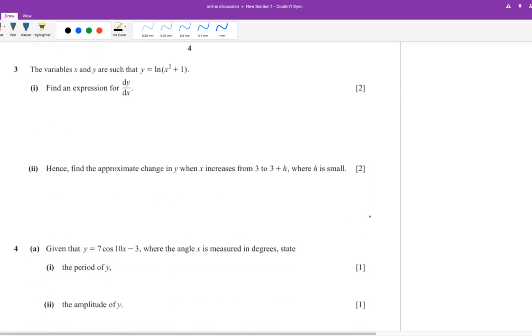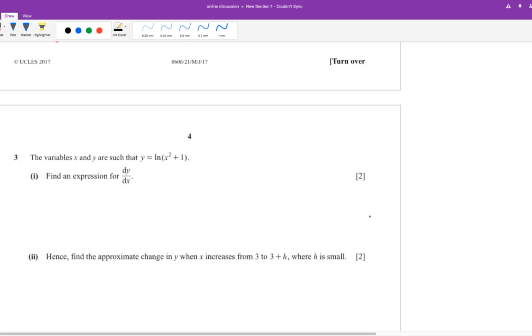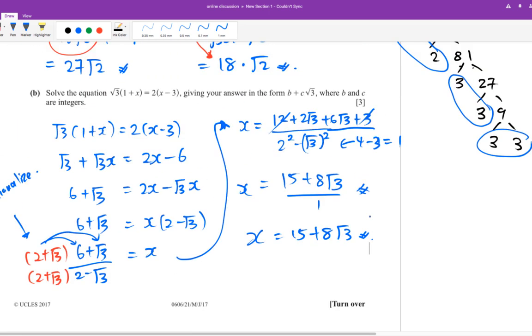Okay, this is question number 3. What does solve mean? Whenever the question asks you to solve, basically they want to find the value of x. This is the meaning of solve. Whenever you see the words solve the equation, normally they want to find the values of x, or the values of the unknown.